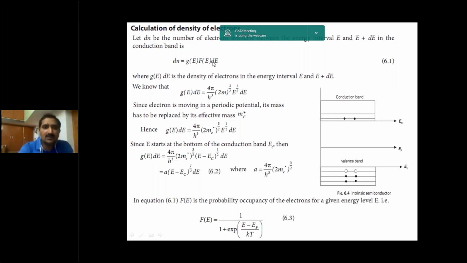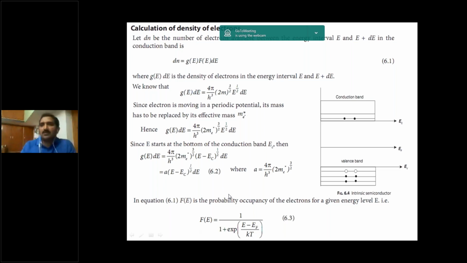dN is equal to G of E into f of E into dE. The G of E into dE value is this one: A into (E minus EC) whole power 1 by 2 into dE. What is A? A is a constant, 4 pi by h cube, h is Planck's constant, m is the effective mass of the electron. So in that equation, f of E is the term. That f of E is called the Fermi-Dirac distribution function, the probability of occupancy. The formula for f of E, the Fermi-Dirac distribution function, is f of E equal to 1 by 1 plus exponential of (E minus EF) by kT.